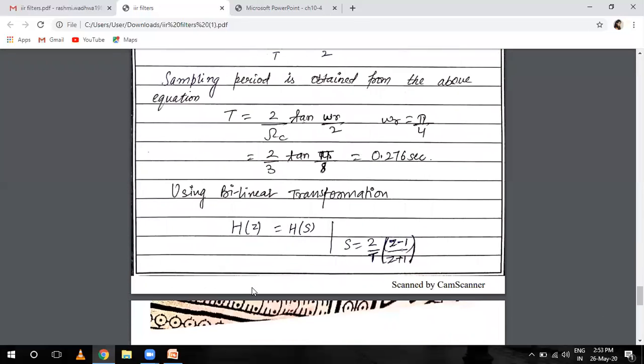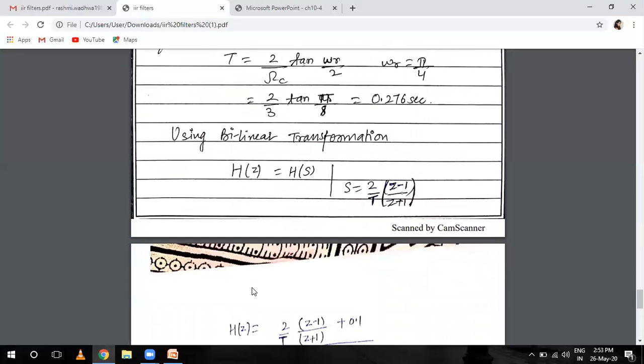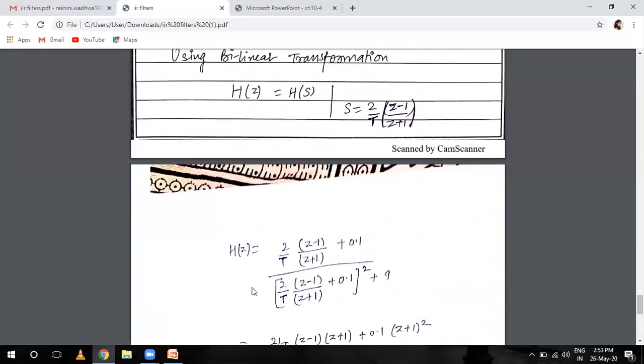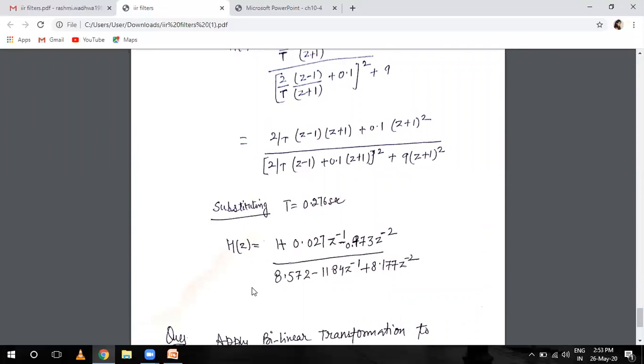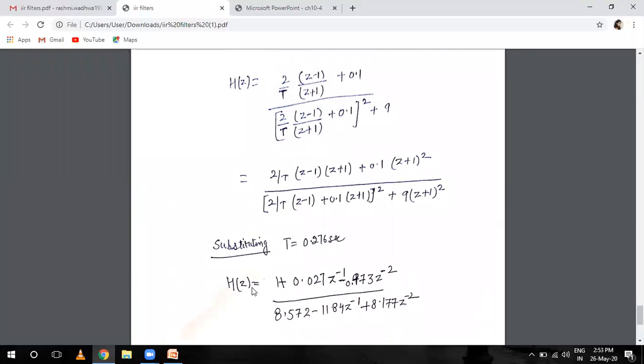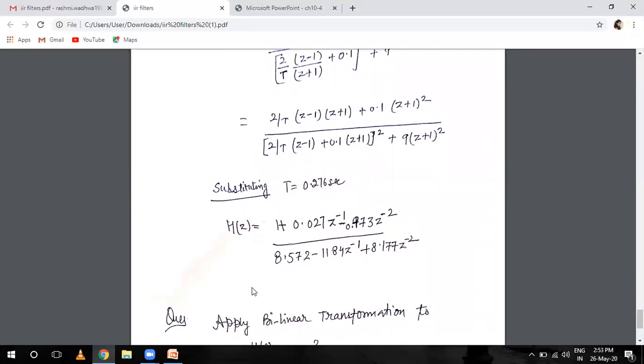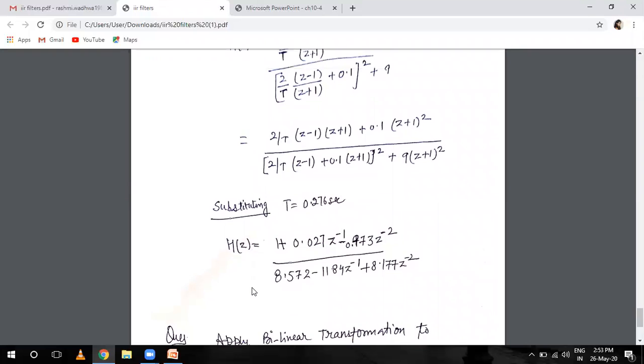Using bilinear transformation, H(z) equals H(s) at s equals 2 by T into (z minus 1) upon (z plus 1). So you put 2 by T (z minus 1) upon (z plus 1) in place of s, and when taking the LCM you will get this equation, and substituting T as given, you put the value of T as 0.276 seconds, and then you calculate, so you will get this equation.